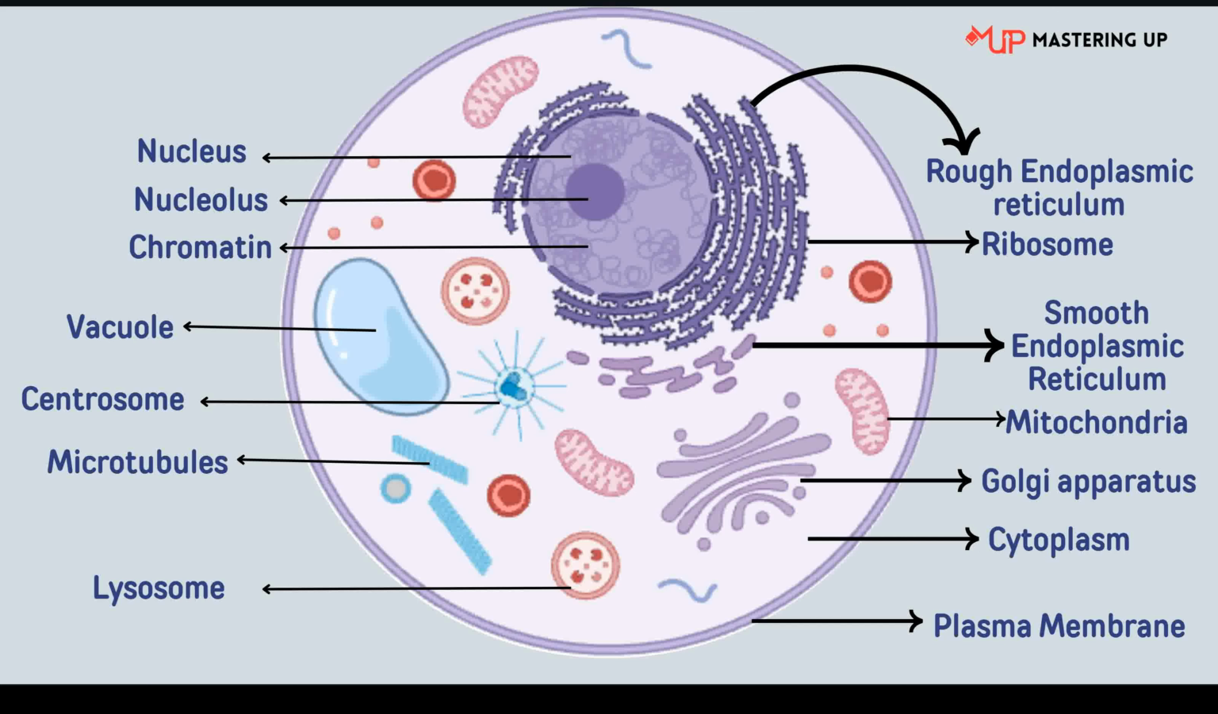You can see smaller ribosomes. These are the structures responsible for protein synthesis, translating genetic information from messenger RNA to build proteins. They can be found free floating in the cytoplasm or attached to the rough endoplasmic reticulum.